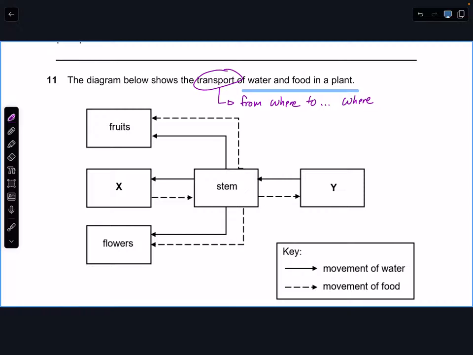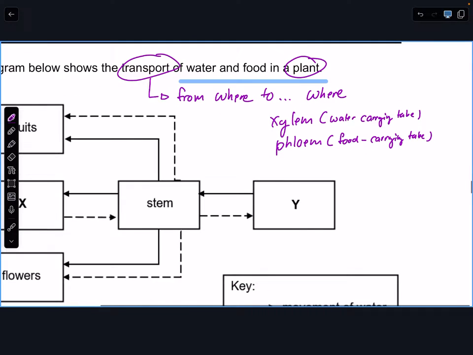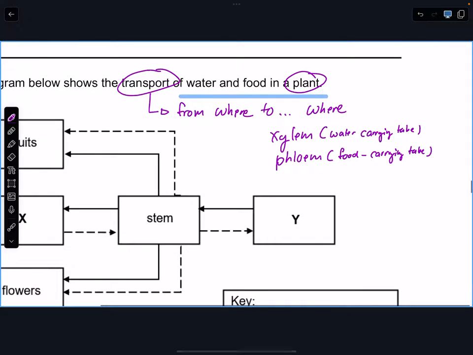Okay, from where to where. In this case, transport in plant tells me that I'm looking at my xylem and my phloem. My xylem is actually my water carrying tube, and my phloem is my food carrying tube.